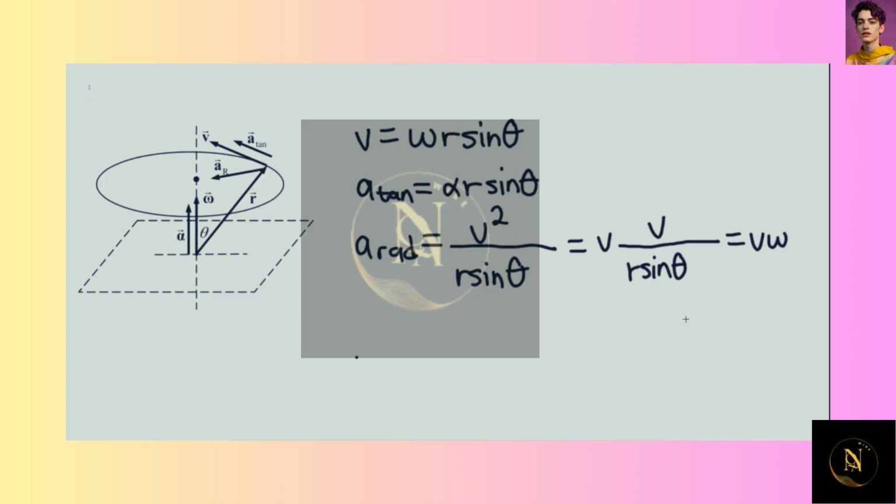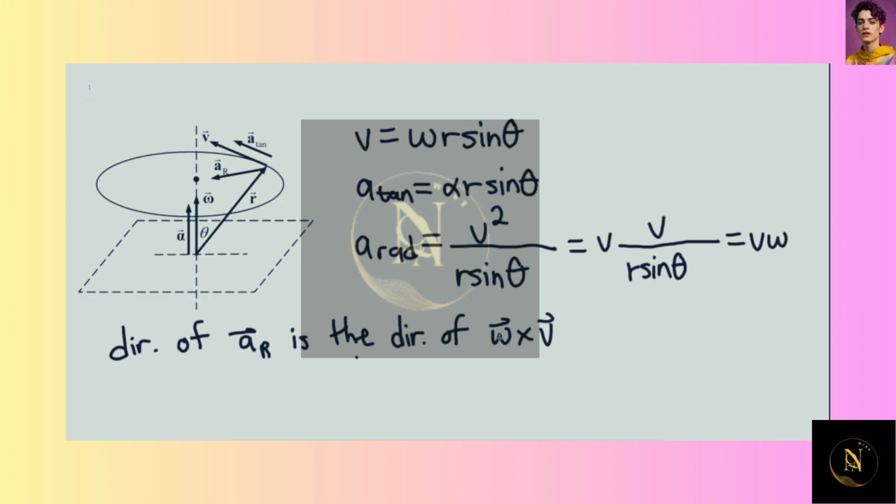So we can see from the diagram that, using the right-hand rule, the direction of the radial acceleration is the direction of omega cross v, the cross product between the angular velocity vector and the linear velocity vector.